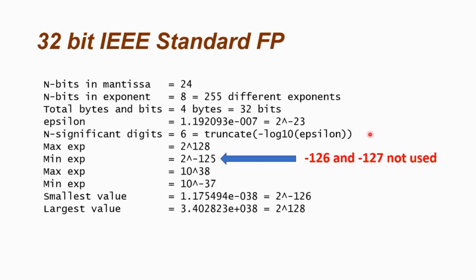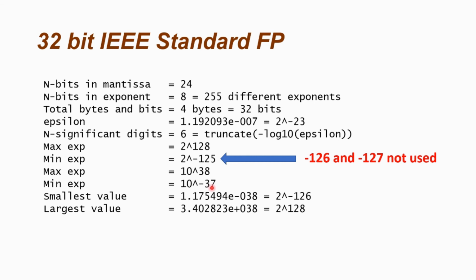So if you are looking at calculations where a 6-digit accuracy is sufficient for you, this will work fine for you. The exponents in base 2 go from 128 to minus 125. Please note that minus 126 and minus 127 are not used. These numbers are reserved for the special representations of plus infinity, minus infinity, and not a number, undefined. Coming back to the exponents, having an exponent of 128 to minus 125 converts to an exponent of 38 to minus 37 in base 10.